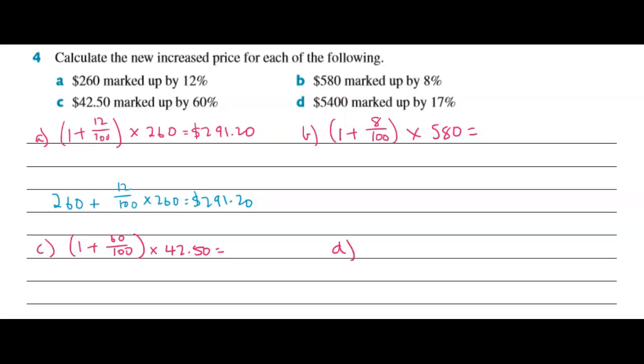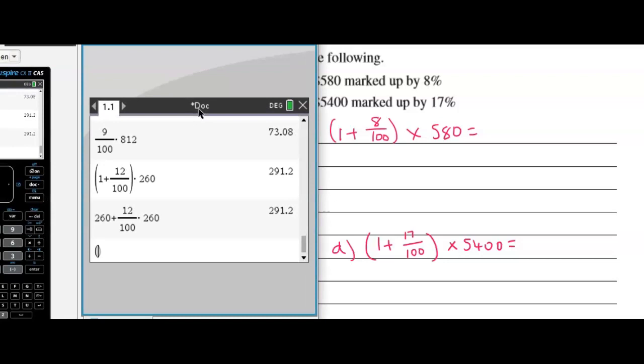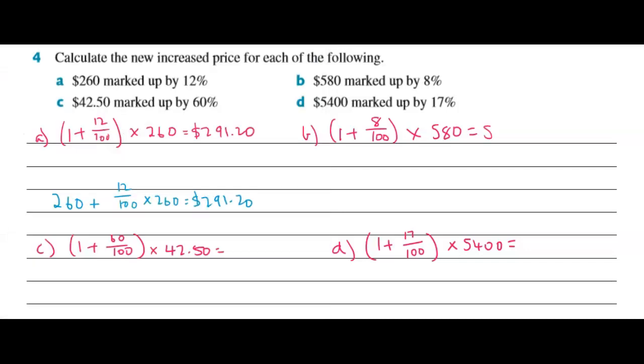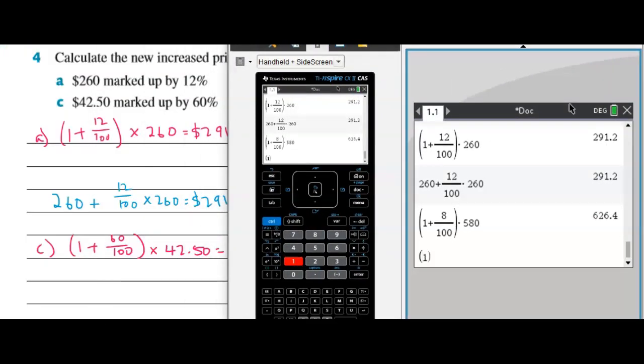And then D. Our percentage rate is 17, so 17 over 100 times 5,400. Let's do all that in the calculator quickly. So 1 plus 8 over 100 times 580. We get 626.40. And let's do C: 1 plus 60 over 100 times 42.50. So $68.